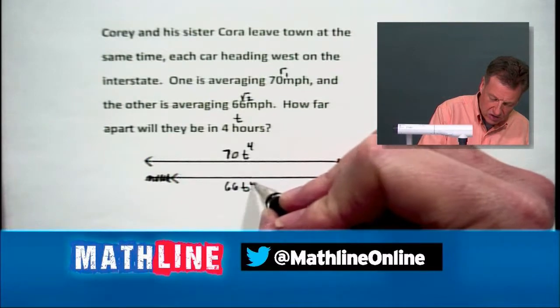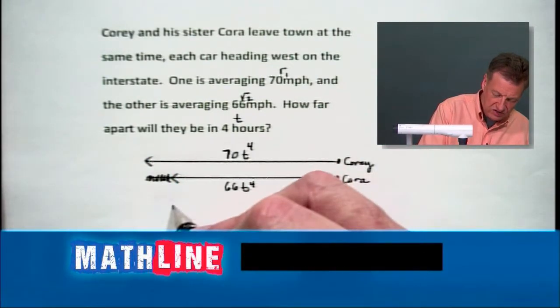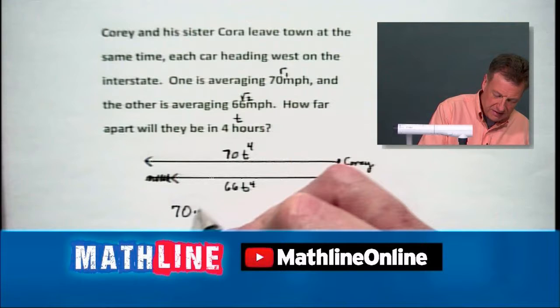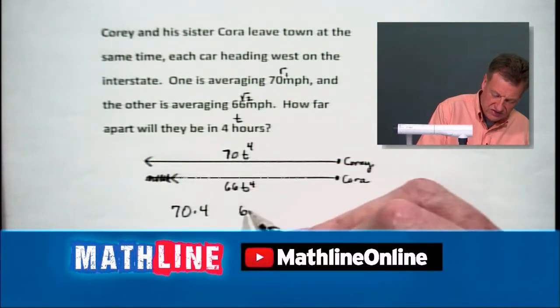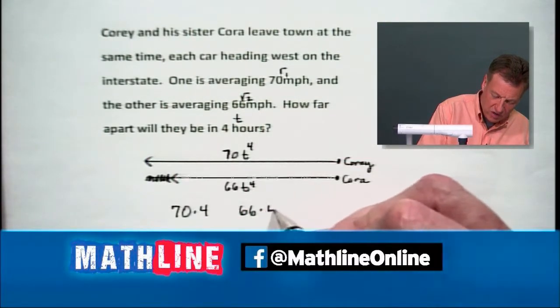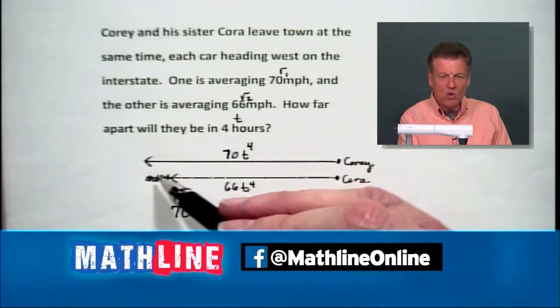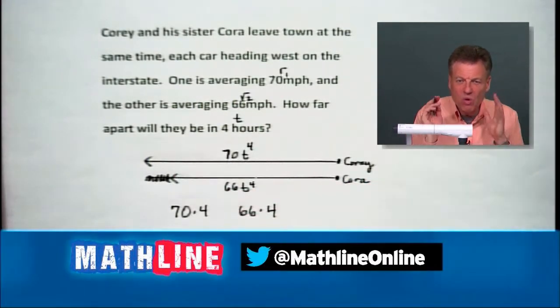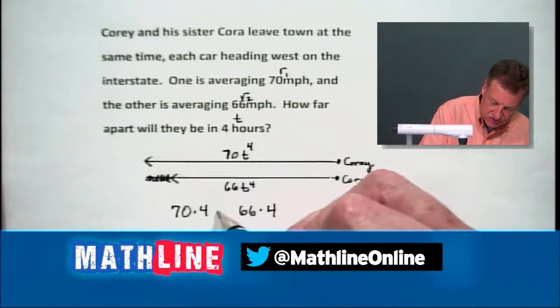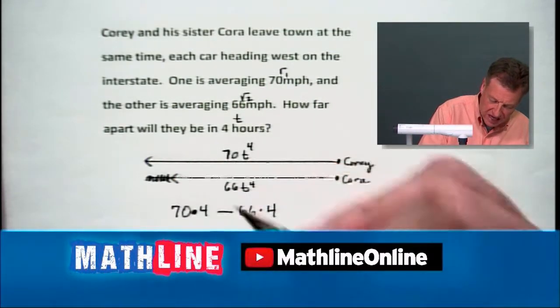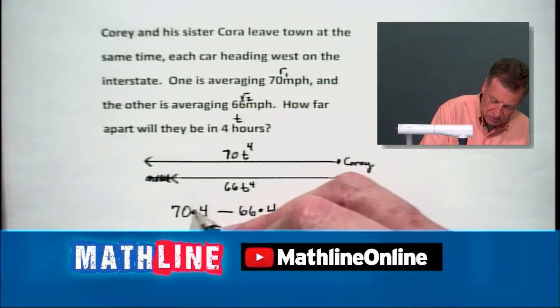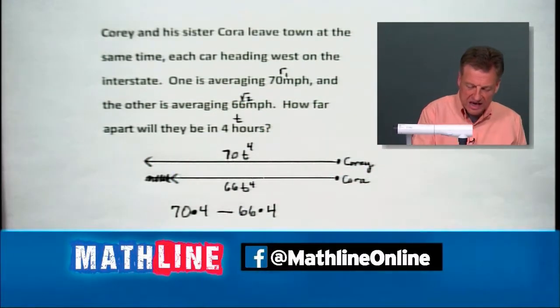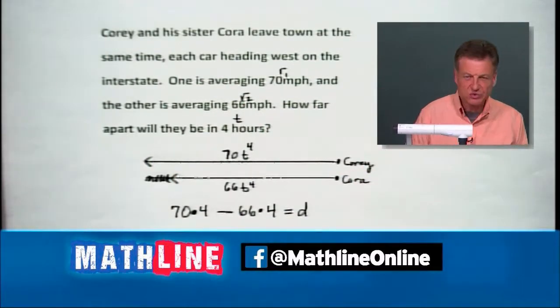And here we go. I'm going to say 70 times 4. We're going to say 66 times 4. But this time, what's going on? We're not adding distances together, are we, my friends? What are we going to do? We are going to subtract. Now, by the way, these are times. These are not decimals, so anyone should be tuning in right now. That's going to be the distance we have apart.